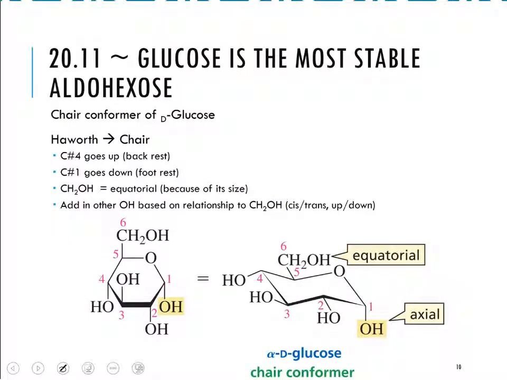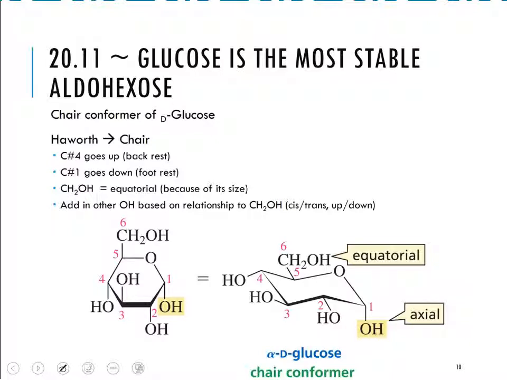So we're going to look at another way to draw these. We're going to draw the Haworth projections as chairs. The Haworth projections are definitely the biochem way to do it, but as we know, the organic way to do it is to draw chairs. And so we should be able to take our Haworth projections and redraw them as chairs.